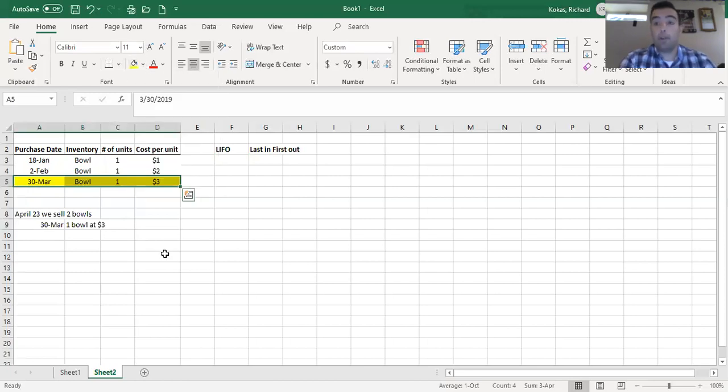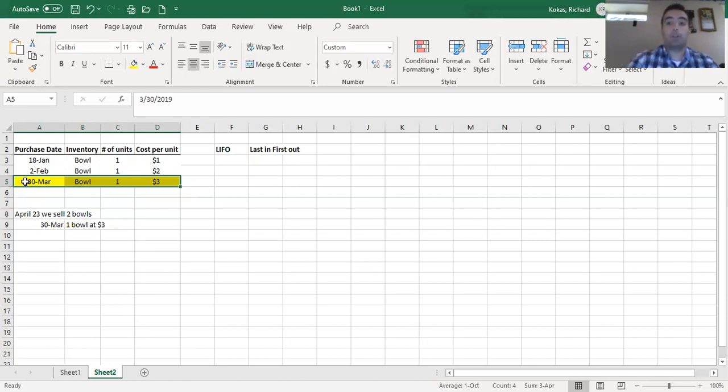Okay, so we accounted for March 30th, gone. Under LIFO, we work our way backwards. With FIFO, first in, first out, we started early and worked our way forward. With LIFO, last in, first out, we're starting most recent and working our way backwards. So if we eliminate the March 30th bowl, we sold that one.